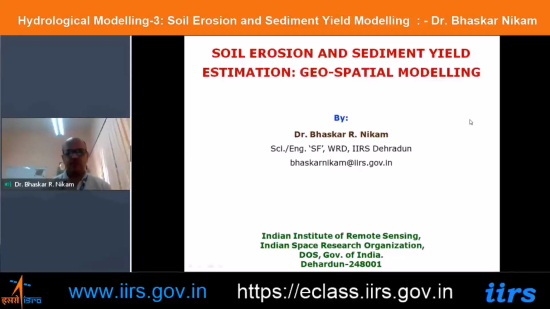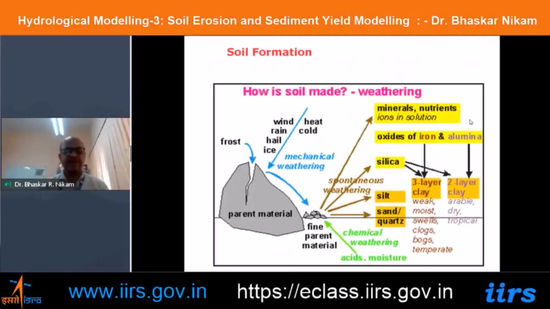So, we'll begin with understanding how soil is formed. We all know soil gets formed due to the process called weathering. Now, the weathering could be chemical, it could be mechanical. Any kind of weathering will break down the parent material into small aggregates, and then the composition of aggregates will decide what kind of soil we are talking about.